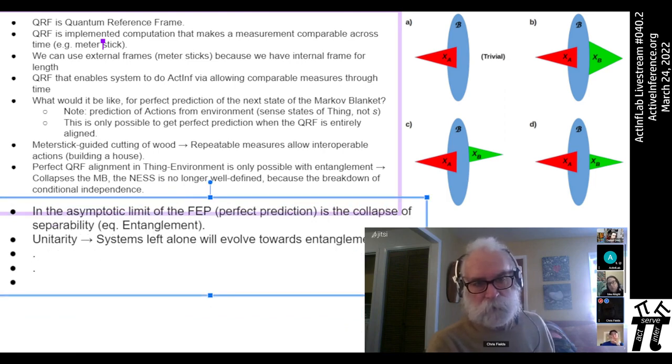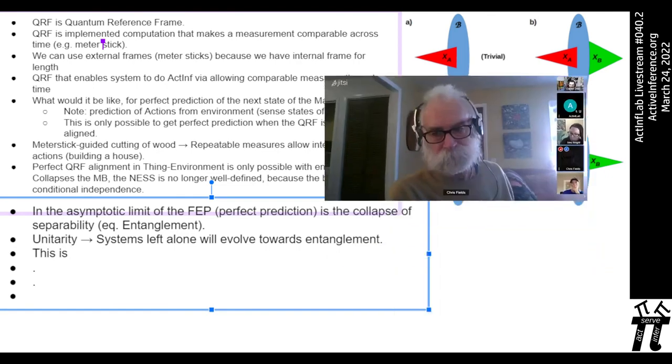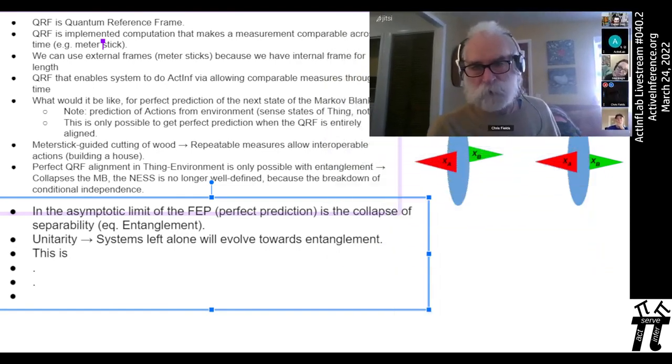Its asymptotic condition is the same as the condition that the principle of unitarity imposes on closed systems, i.e. on system-environment combinations, where whenever I say environment, I just mean everything that exists that's not the system of interest. So a system-environment combination is always a closed system by definition. So that's my introduction, and we can start on discussion.